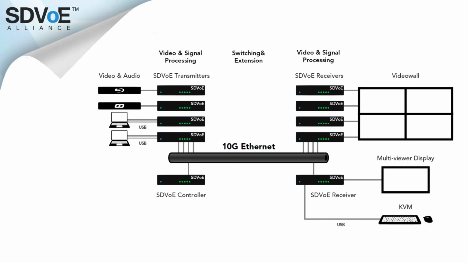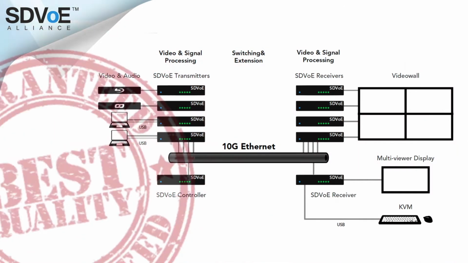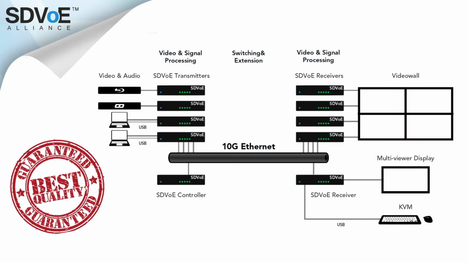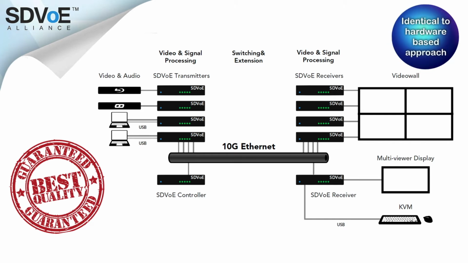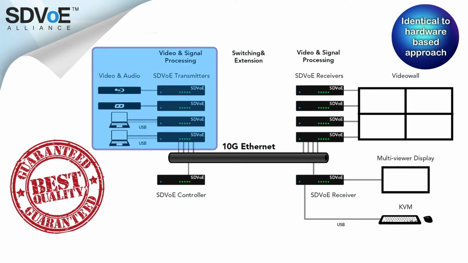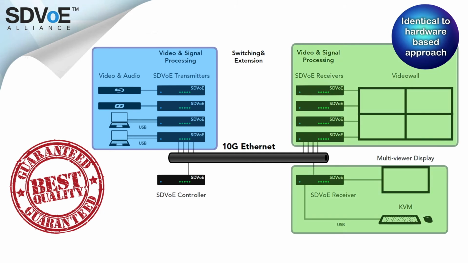Here we have a much simpler SDVoE architecture which guarantees the same service without any compromises. The functionality of this system is identical to the hardware-defined system we previously examined. However, its architecture is much simpler. Each source attaches to an encoder. Each display attaches to a decoder. A 10 gigabit switch sits in the middle and connects all devices.